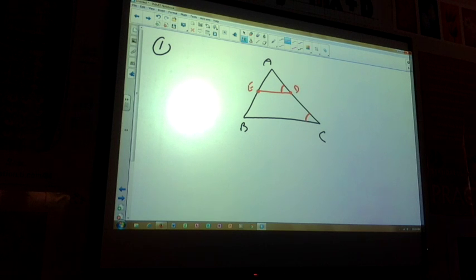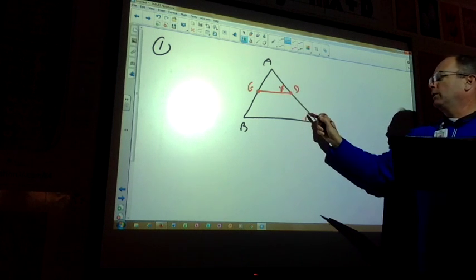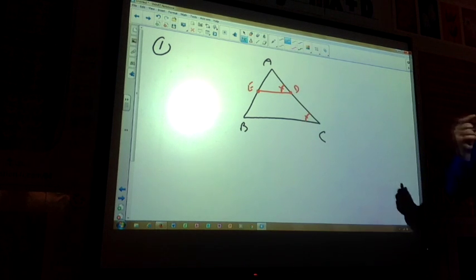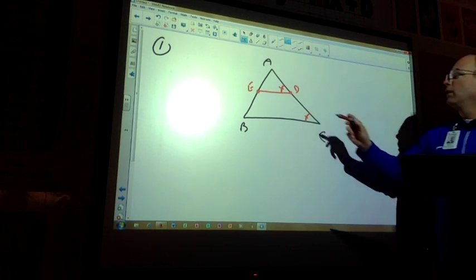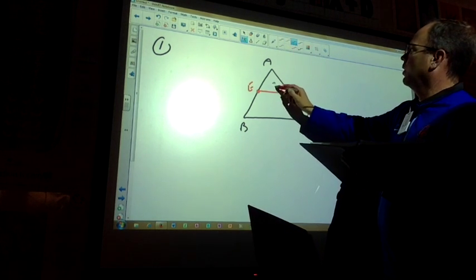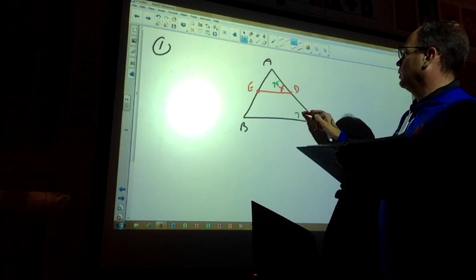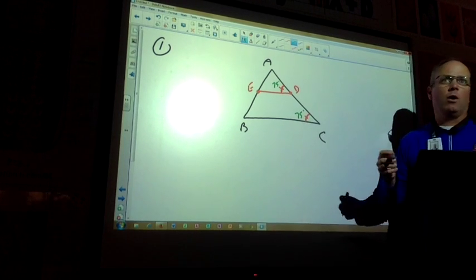So measure of ADE, measure of ACB. I have no idea what they are. Less than 90, greater than 0. But I will tell you they're exactly equal to each other. So I know this angle is equal to this angle. I don't know what they are. You can measure them with your protractor. 70-ish? 75-ish? All right, so a number that's thrown about 75 degrees. I didn't measure it.